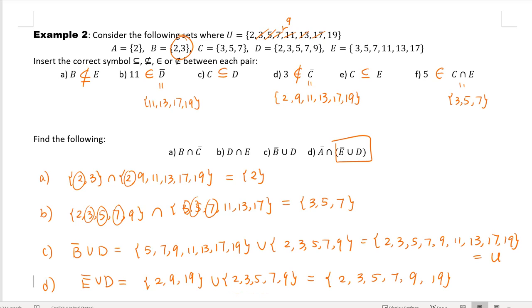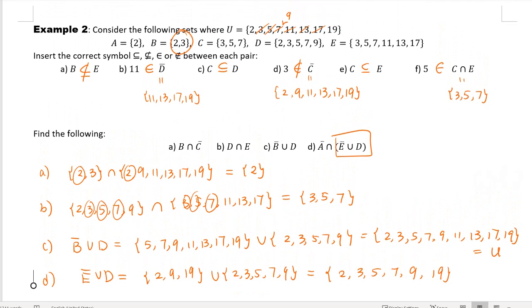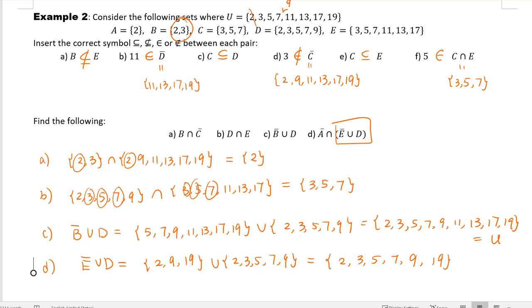Next one, we want to use A complement intersect all this. So A is just 2. So A complement will be the elements in the U when we take out 2. So, wow, that's a lot of numbers. Let's see. A complement intersect E complement union D. A complement is 3, 5, 7, 9, 11, 13, 17, 19. And intersect is 2, 3, 5, 7, 9, 19.